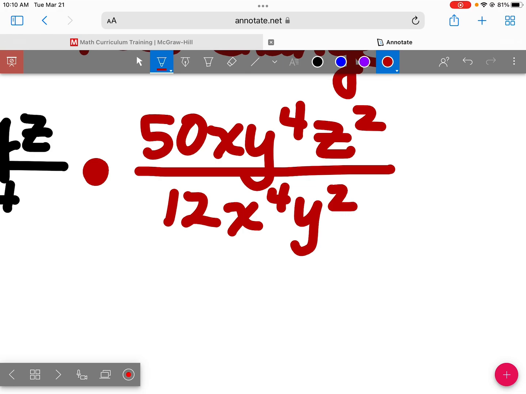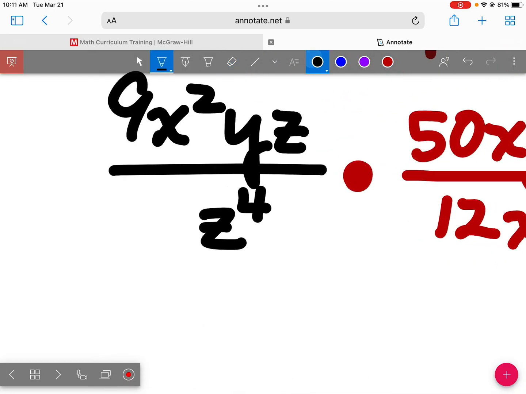Yes, sir. Oh, thank you. I think I was looking at the exponent and I wrote the wrong thing down. Thank you so much for catching that.